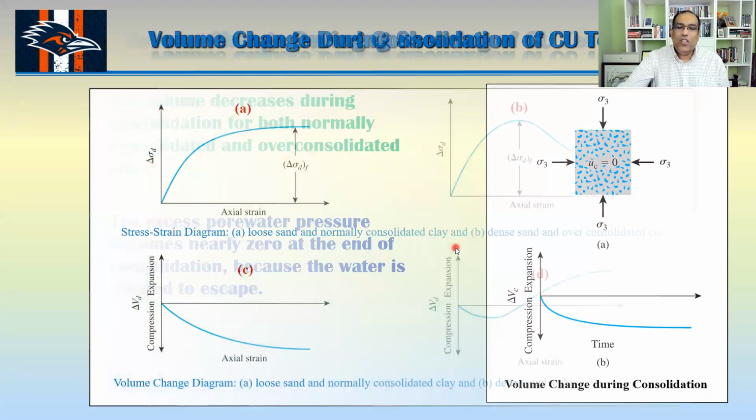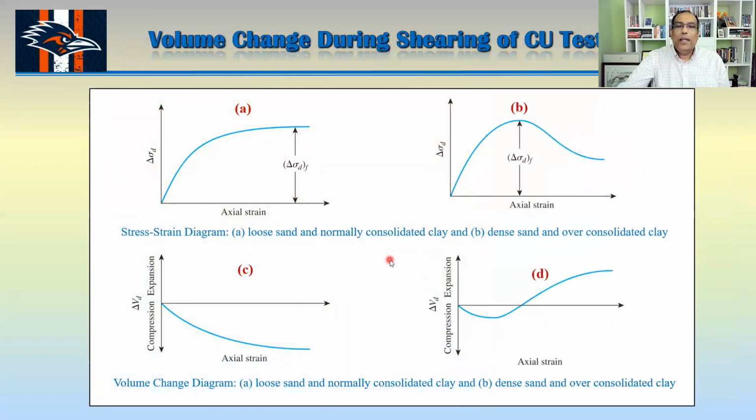Now the second stage. When you shear, this can happen two different ways depending on what kind of soil it is. Loose sand and normally consolidated clay show no distinct peak, while dense sand and over consolidated clay show that distinct peak. But when you talk about the volume, for loose sand and normally consolidated clay, the volume goes down. For dense sand and over consolidated clay, it goes a little down first and then the volume increases.